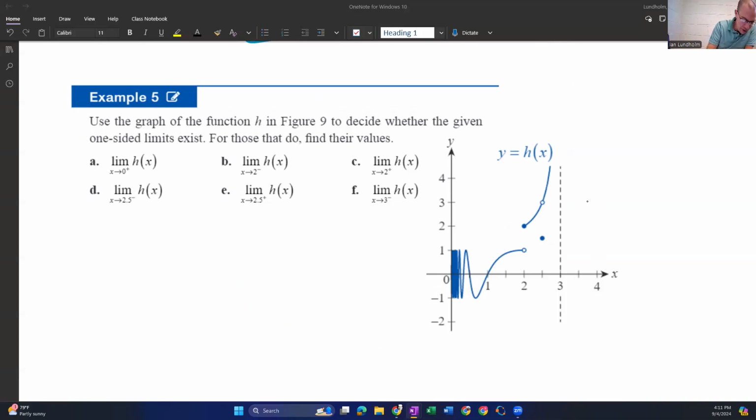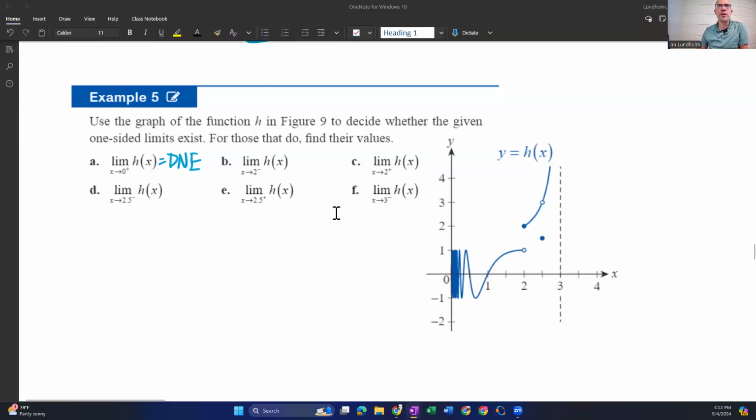Okay, so yeah, let's just use blue here. The limit as x approaches 0 from the right. As we approach 0 from the right, it looks like we're in this oscillating part. I would say that that right-hand limit doesn't exist because the y value is just going to keep bouncing up and down. Does not exist.